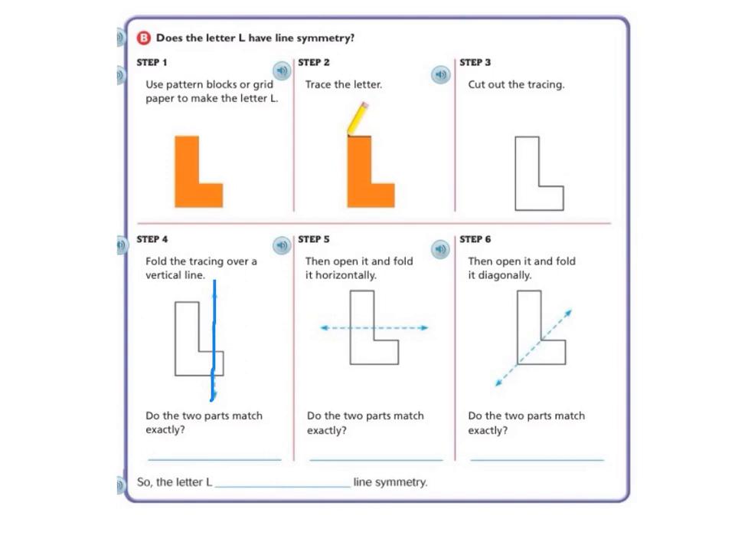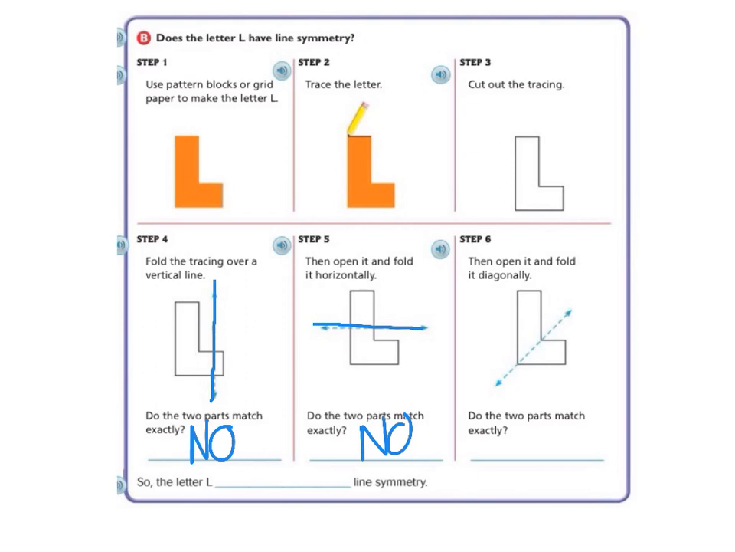The question below says, do the two parts match exactly? Well, I can see that they don't match because the left side has much more of the L than the right side. So I'm going to write no on this line. They do not match exactly. Step 5 says to, again, take your L and fold it horizontally. So I'm going to draw the fold line horizontally. The question again asks, do the two parts match exactly? No, they don't. The top is an almost rectangle-like shape, and the bottom clearly does not match. So I'm going to write on the line, no, the parts do not match exactly.